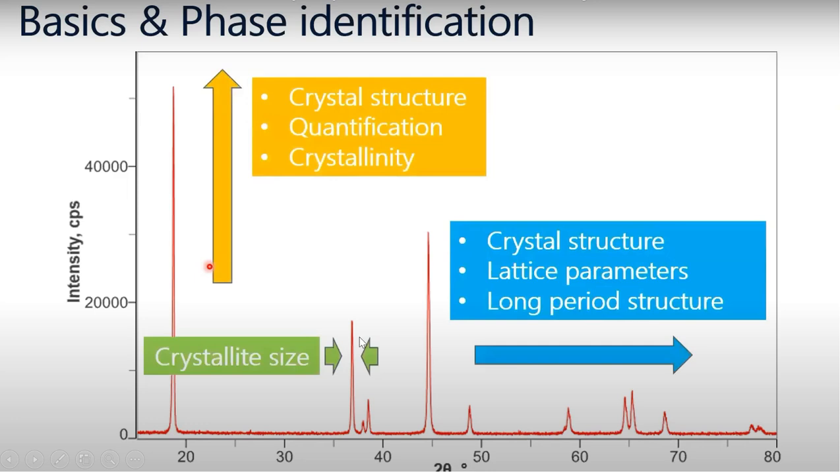The peak width contains the information about the crystalline size of a material, and the horizontal peak positions contain the information about the crystal structure, lattice parameters, and in polymer the long period structures. The intensity of a peak contains the information about the crystal structure, quantification, and the percentage of crystallinity.